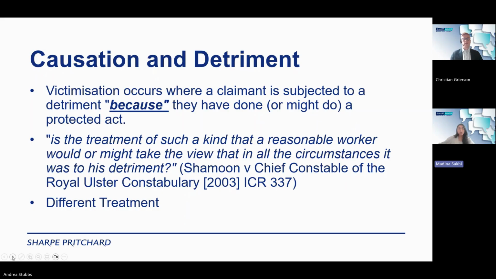So it doesn't matter whether the employer means to cause harm or whether the claimant was particularly sensitive in that situation. What matters is whether a reasonable person in that situation might feel disadvantaged, even harmed or unfairly treated. So examples could include being denied opportunities, being excluded from meetings, or even being given the cold shoulder after supporting a colleague's discrimination claim.